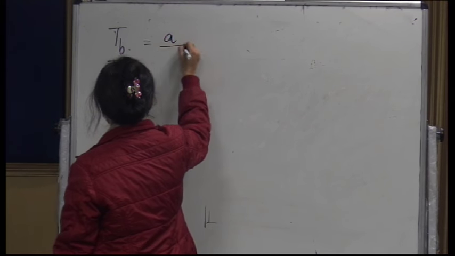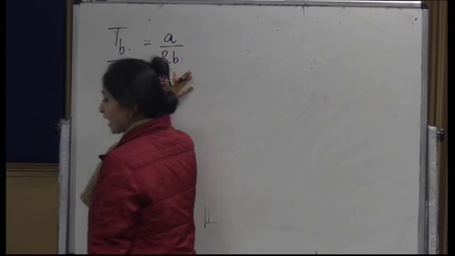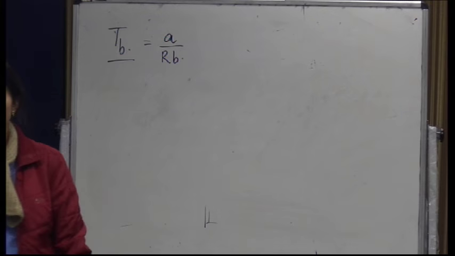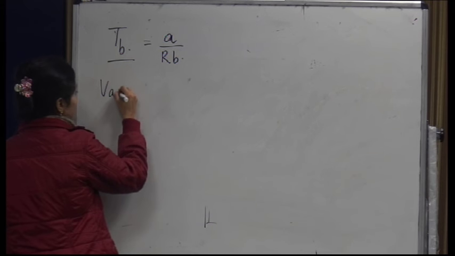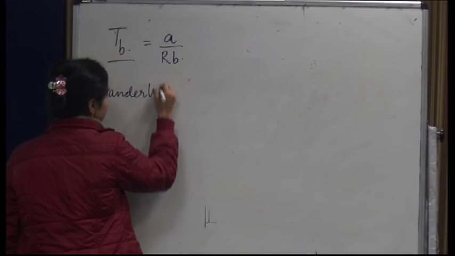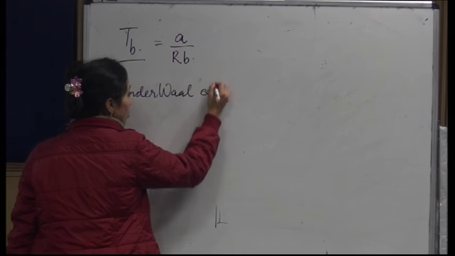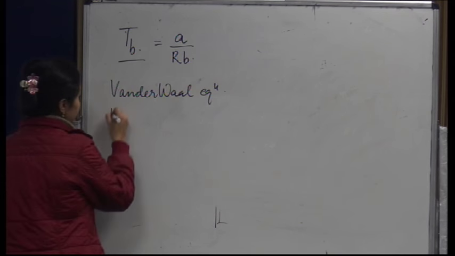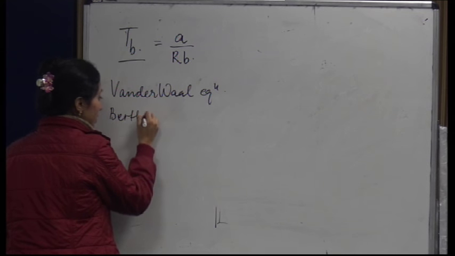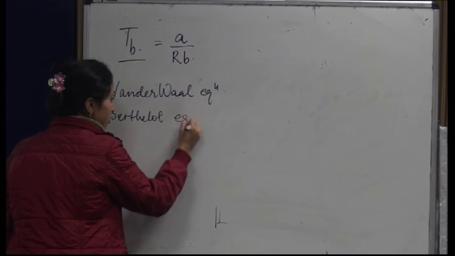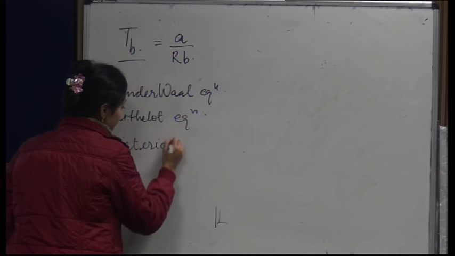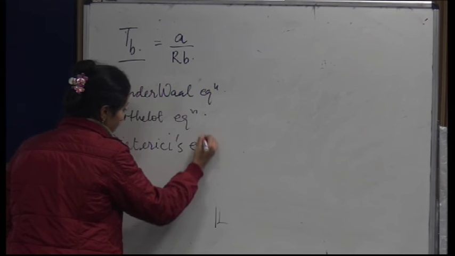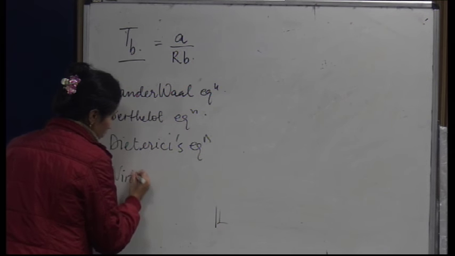Now Boyle temperature is a by Rb. ये actually has been derived from the virial equations. जैसे हमारे पास Van der Waals की equation है ना, Van der Waals equation is applicable to real gases. Similarly we have 2-3 more equations. One is a Berthelot equation, the other is the Dieterici equation, and there is one more which is important, and that is known as the virial equation.